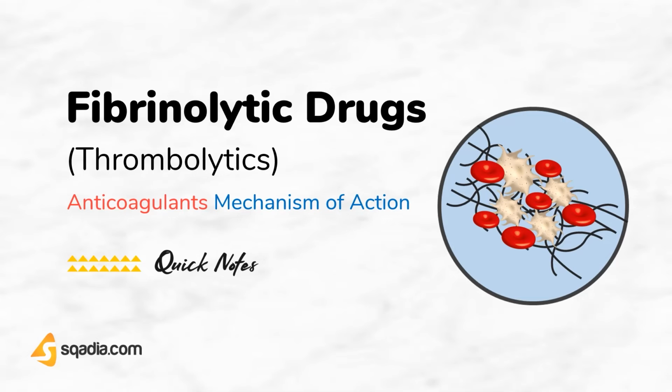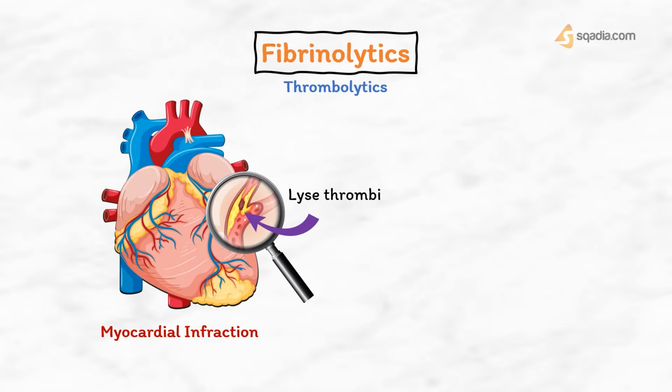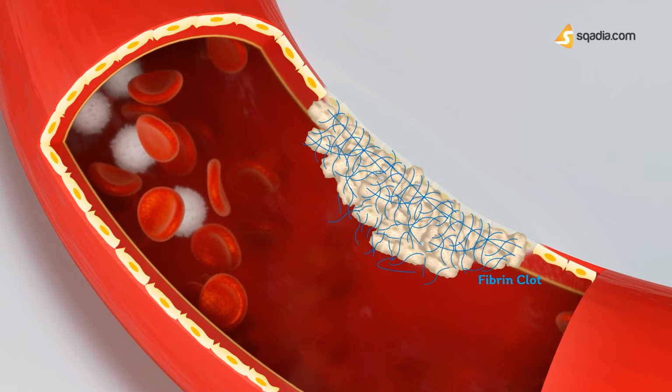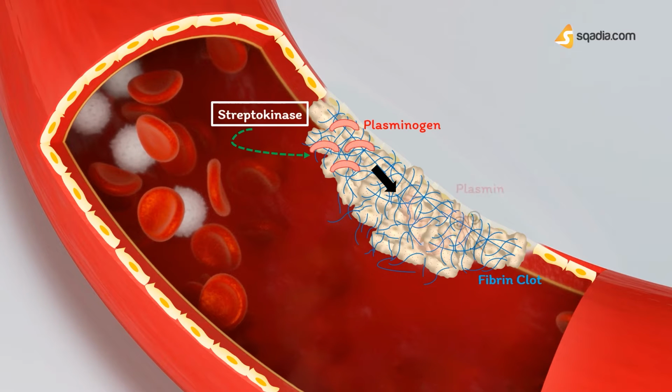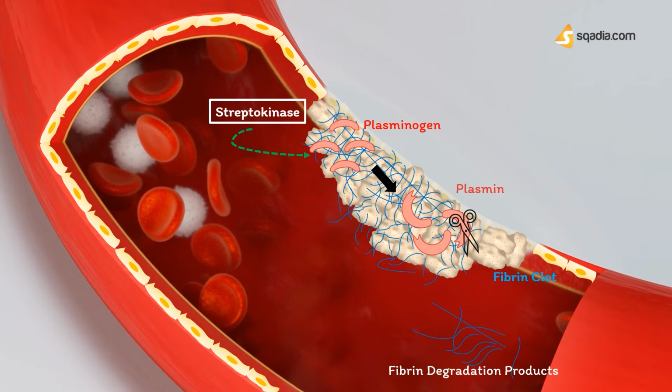Fibrinolytic drugs, also called thrombolytics, are agents that can rapidly lyse thrombi by activating plasminogen to form plasmin, which is a proteolytic enzyme that degrades fibrin and so dissolves thrombi. They are used extensively in myocardial infarction to lyse the thrombi that block coronary arteries.